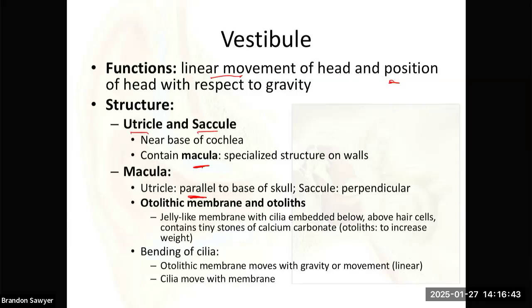They have a membrane that literally has little rocks in it, and that's why they're called otoliths. The otolithic membrane has otoliths, tiny little rocks that give some weight to this membrane. It's kind of like a little jello-like membrane with rocks stuck in it. The bending of the cilia occurs when our head is like this and then we tilt it back. The little rocks pull the membrane back, and that bends the hair cells.